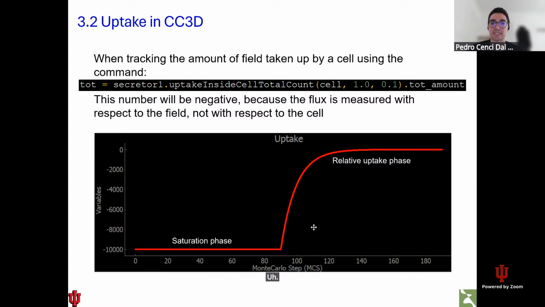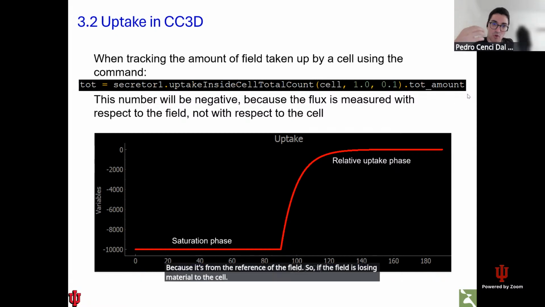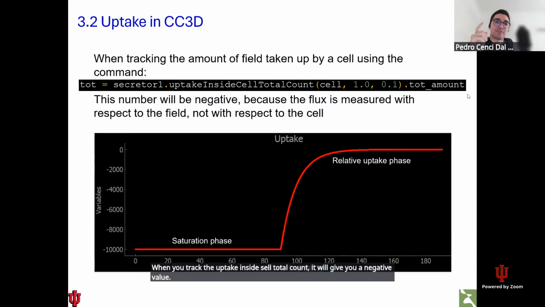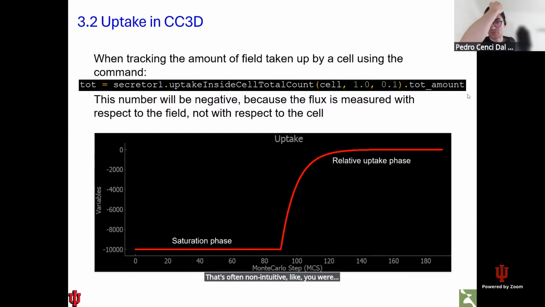So that's another reason to specify everything in Python. Quick note, uptake is negative because it's from the reference of the field. So if the field is losing material to the cell, when you track the uptake inside cell total count, it will give you a negative value. That's often non-intuitive. You want to know how much material this cell has taken up, and the simulation will inform you minus 10, and you wonder what is going on. Why is this minus 10? Well, because it's from the reference of the field. The field lost 10.